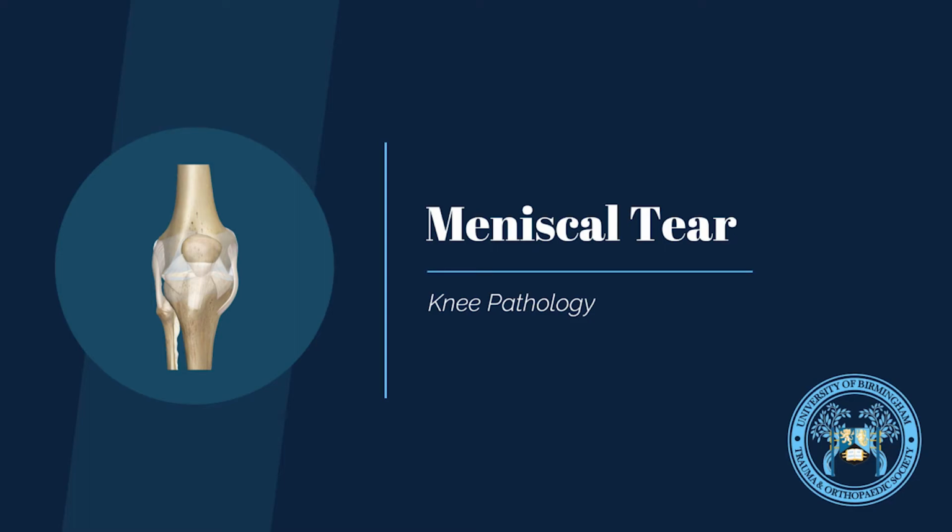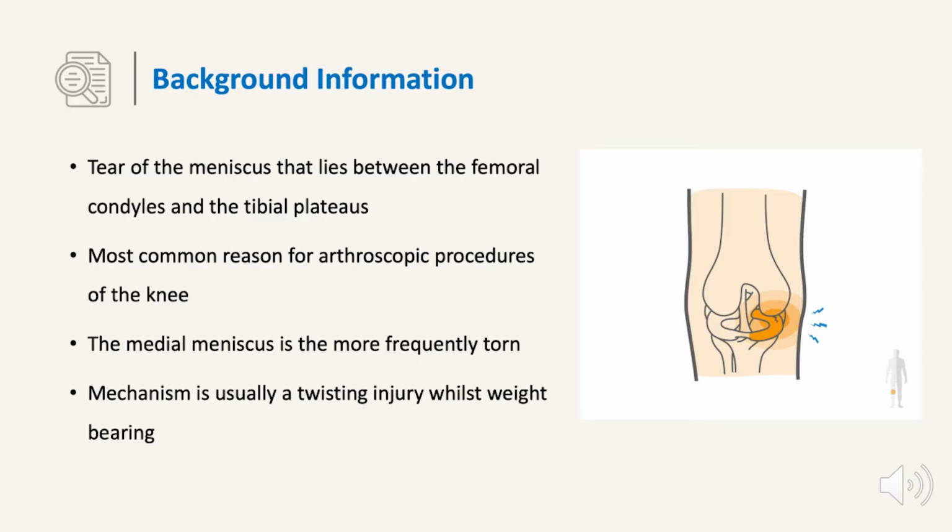In this presentation, we shall be looking at meniscal tears within the knee joint. The meniscus is a fibrocartilaginous structure that lies within the knee joint, and we have two of them. One is on the medial side and one is on the lateral side, and they play a very important role within our knee joint. They lie between the tibia and the femur, and they are the most common reason when injured for arthroscopic procedures of the knee to be performed.